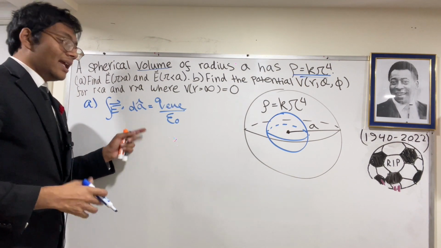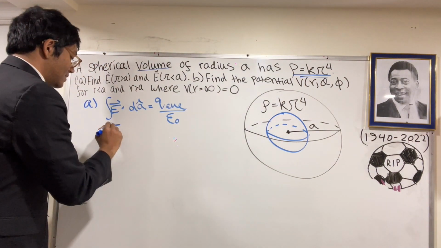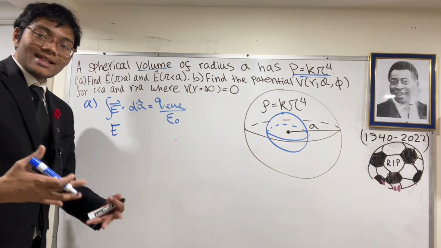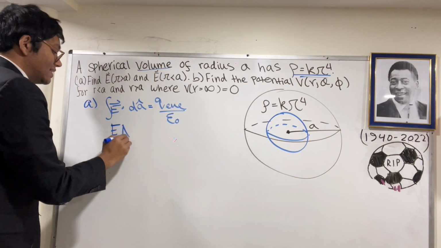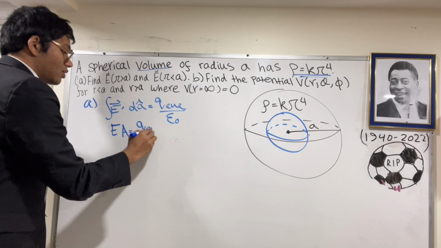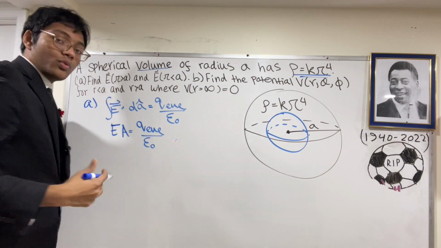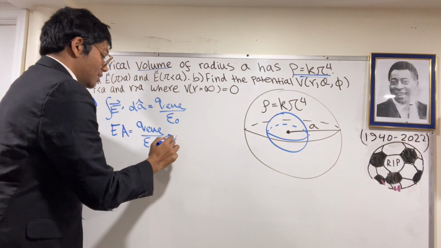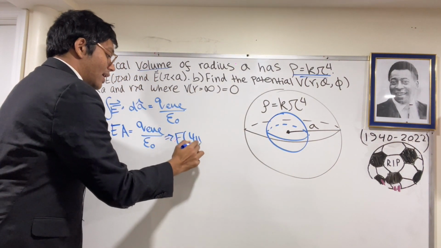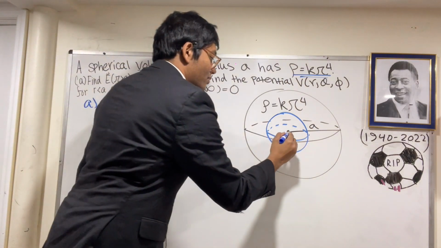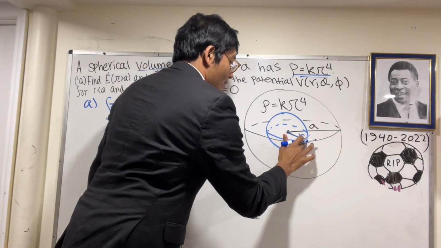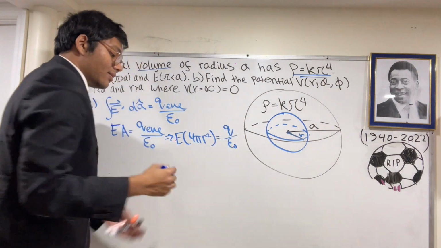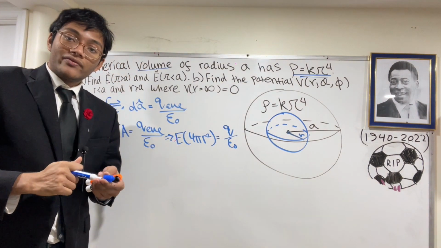So E dA for our sphere, since the electric field and the radial area unit vectors are in the same direction, we're simply going to have E times A is equal to the charge enclosed over epsilon naught. But what is A? For a sphere, A, the surface area, is 4 pi r squared. So we're going to have E times 4 pi r squared, where r is simply the radius of our Gaussian surface. And this is equal to the charge enclosed over epsilon naught. But what is this charge enclosed? Well, we have to figure it out.